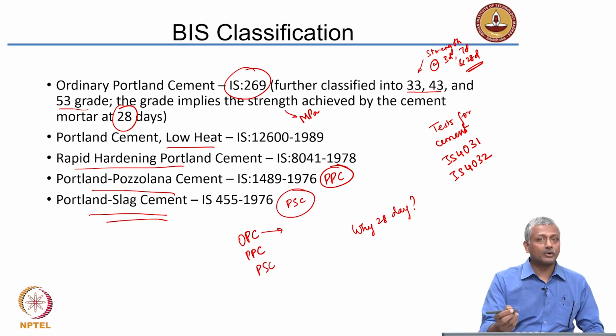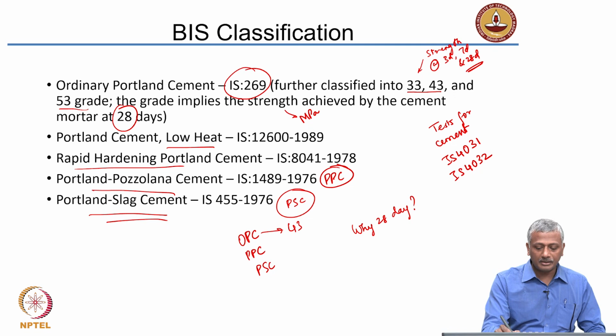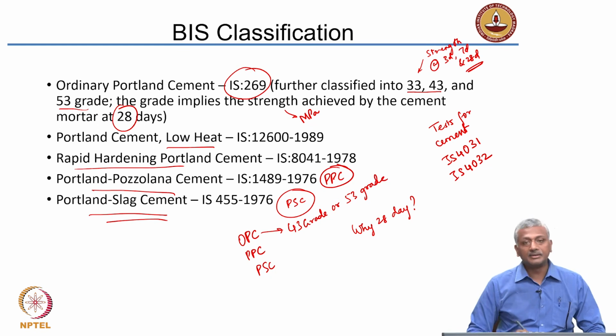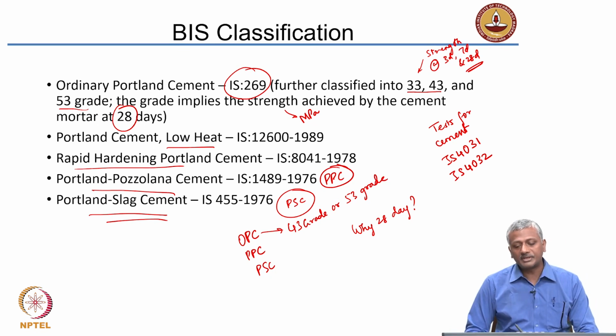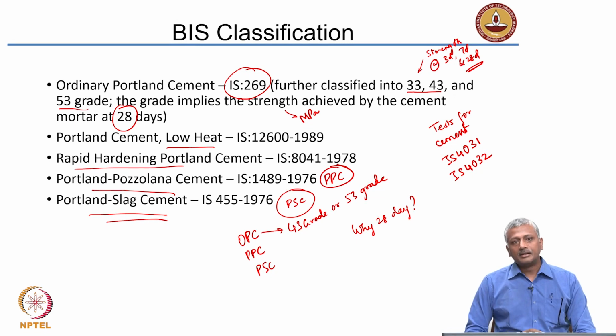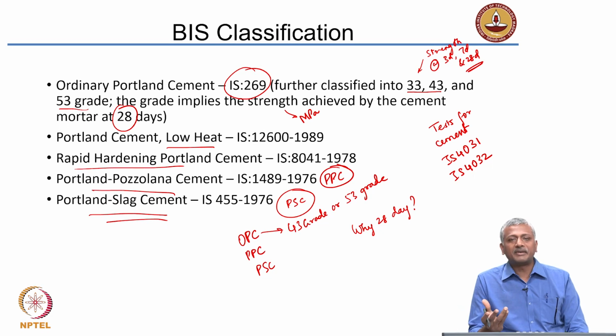OPC itself, mostly what you will get in the market will be 43 grade or 53 grade. These days you do not get the lower grade cement in the market, you only get 43 or 53 grade cement in the market. There are no grades defined for PPC and PSC, okay. You will only get one type of PPC or PSC. Of course, you get many different brands of cement. In India, there is no dearth of brands, there are so many different cement manufacturers, you get all kinds of brands of cement.